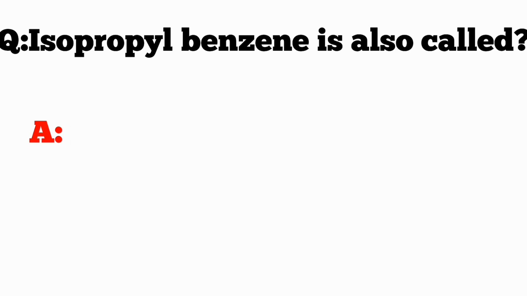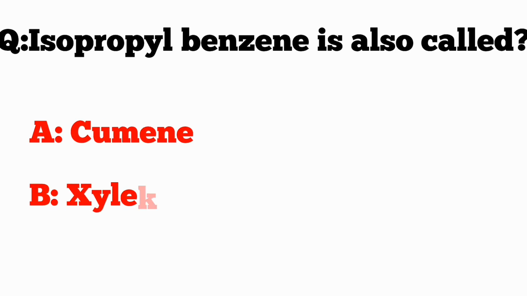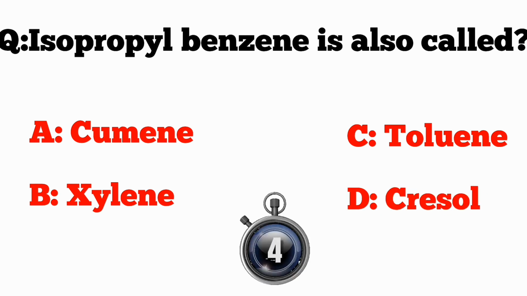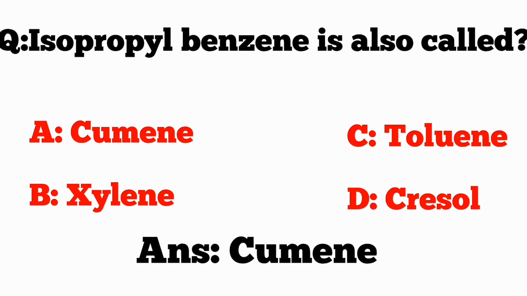Q. Isopropyl benzene is also called A. Cumene. B. Xylene. C. Toluene. D. Cresol. Answer: Cumene.